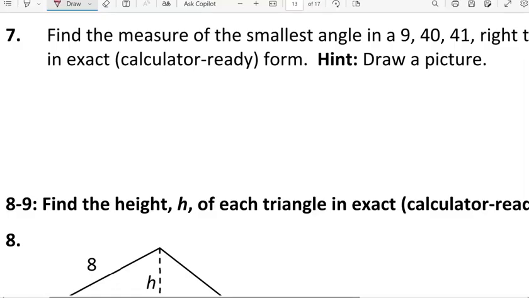In 7, we want to find the measure of the smallest angle in a 9/40/41 right triangle. I'm going to draw a picture of that 9/40/41 right triangle, with the smallest side being 9, and try to draw that to scale.